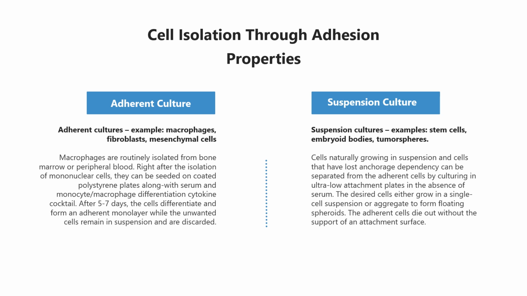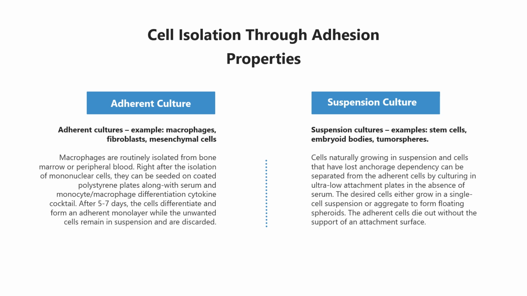Adherent cultures, for example, macrophages, fibroblasts, mesenchymal cells. Macrophages are routinely isolated from bone marrow or peripheral blood. Right after the isolation of mononuclear cells, they can be seeded on coated polystyrene plates along with serum and monocyte/macrophage differentiation cytokine cocktail. After 5 to 7 days, the cells differentiate and form an adherent monolayer while the unwanted cells remain in suspension and are discarded.